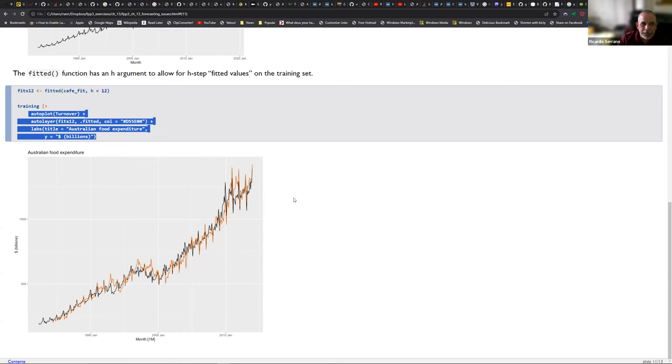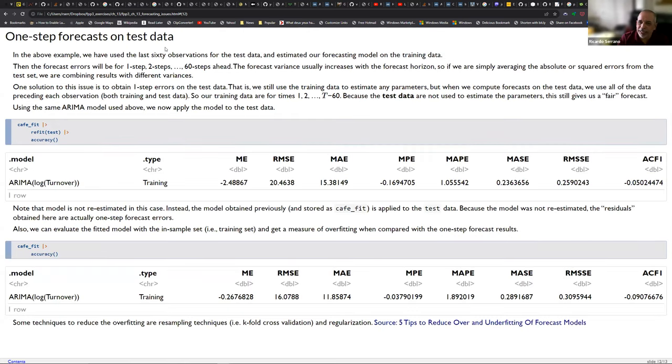The other way is one step forecast on the test data, which I think is the way to go. So the way that we're going to do it is that we're going to use the last six observations, right? The 5 years multiplied by 12. Those are the observations. So then we're going to use those forecast errors, okay? The forecast errors to help us define a better forecast for the next period. Okay, so we're going to try to do that.